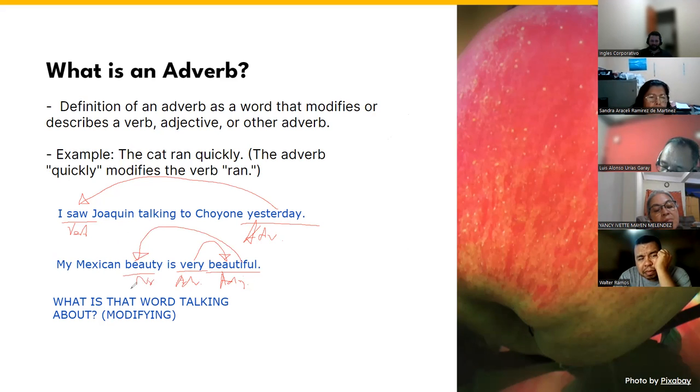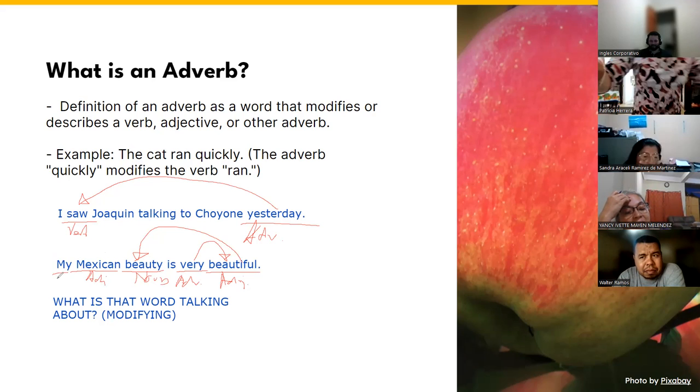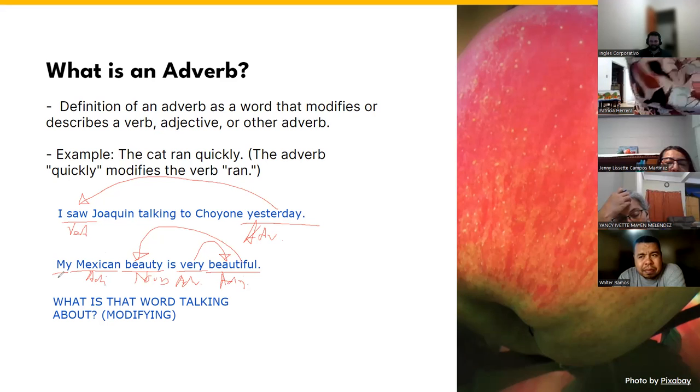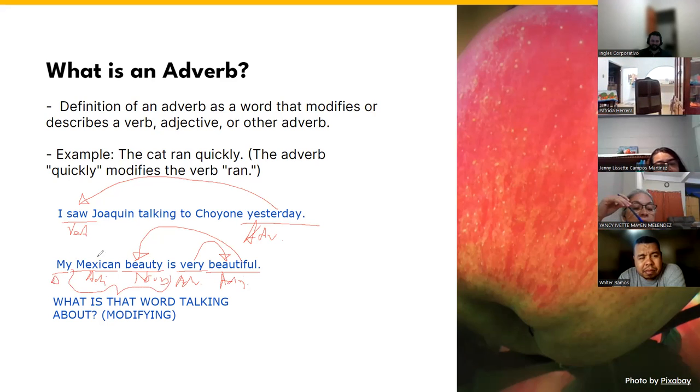Mexican. What is Mexican, by the way? Mexican is an adjective. Very good. Yes, because Mexican is modifying beauty. Beauty is the noun, right? So this is an adjective, okay? What is my? Noun? Pronoun? So this right here, Mexican beauty, is working as the subject, right? My is actually an adjective that is modifying Mexican beauty, which is working as a noun, okay?